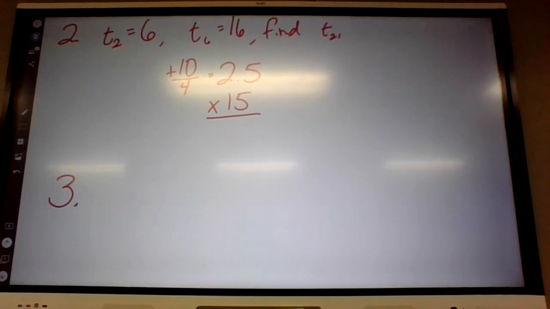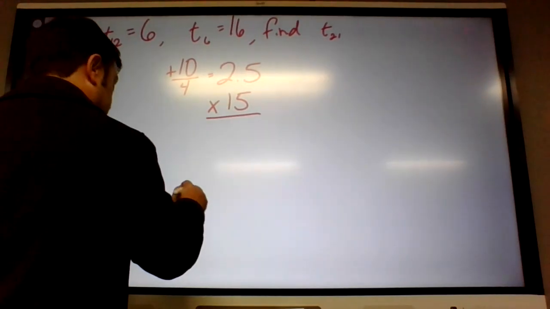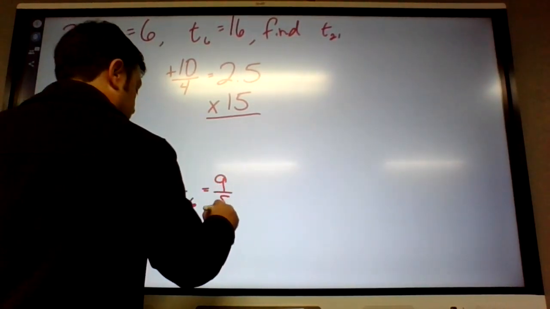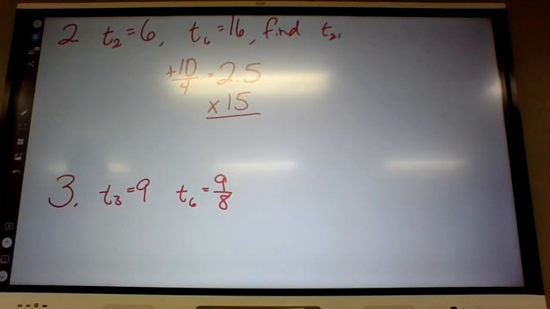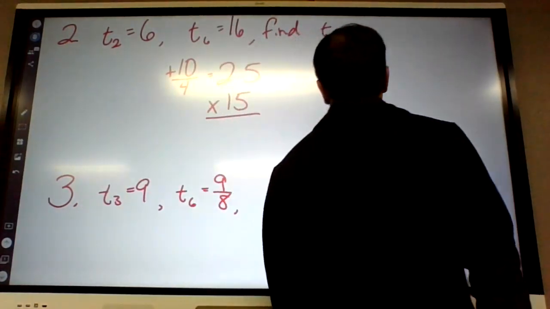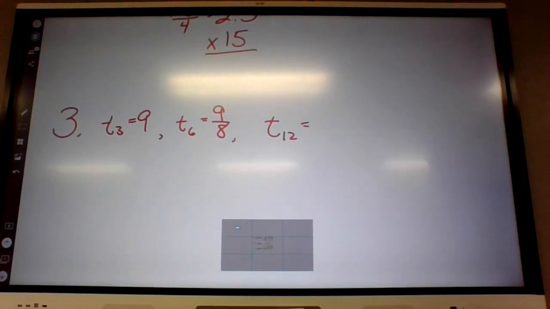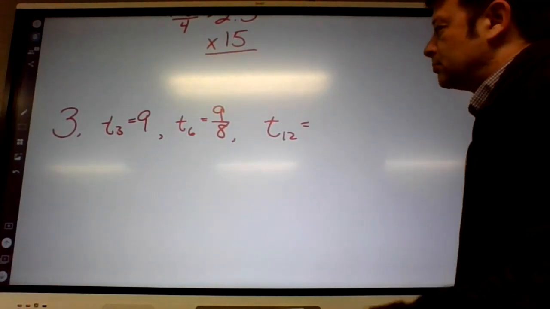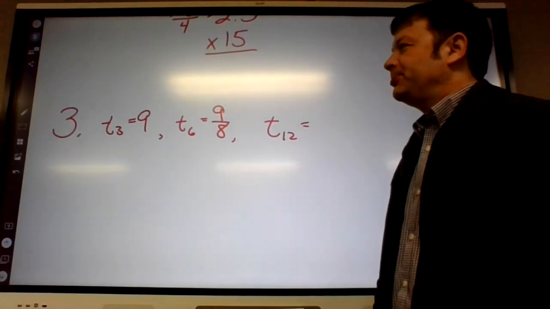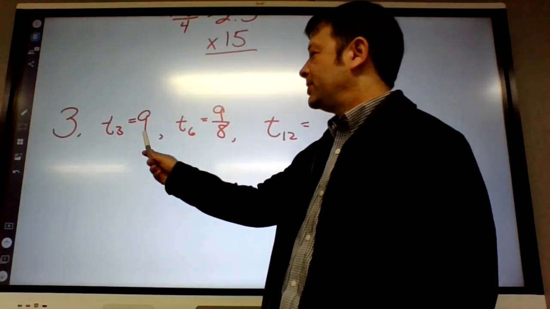Geometric sequence, T sub 3 is 9, T sub 6 is 9/8. Find T sub 12. All right, so this one's kind of the same question, but this time it's a geometric sequence. So what must be happening here? Geometric sequence means what? Multiply. So how do we figure out what we're multiplying by to get from there to there?